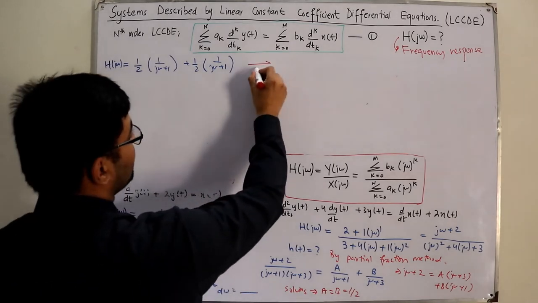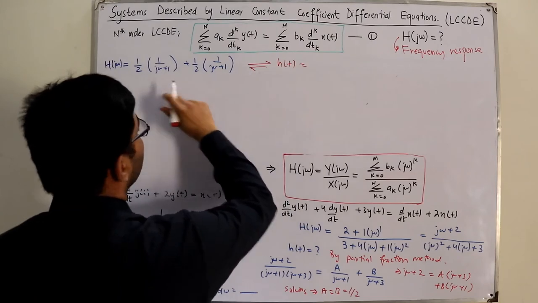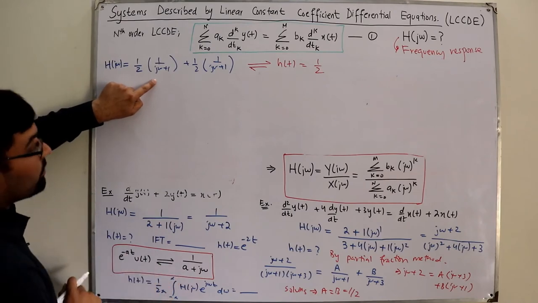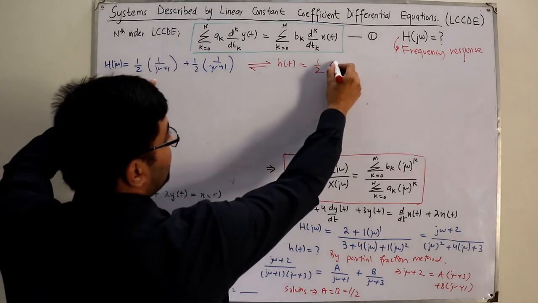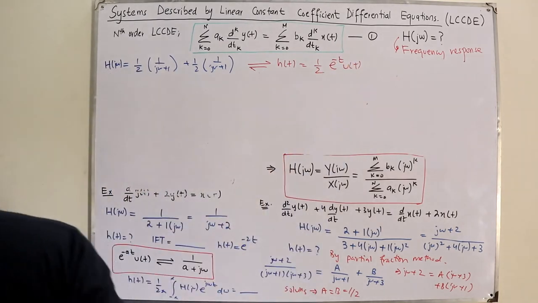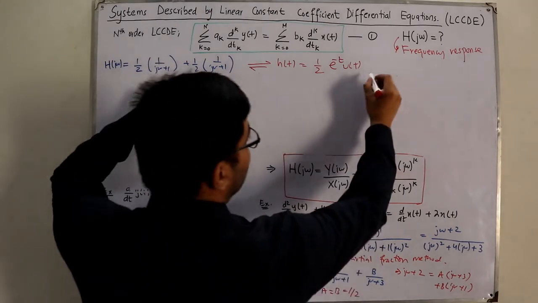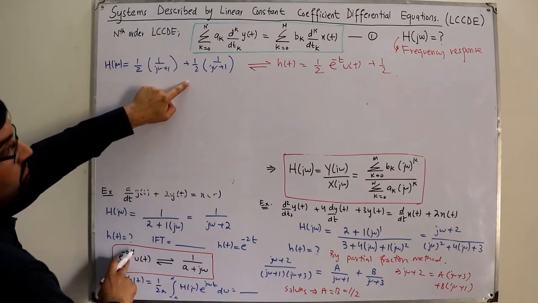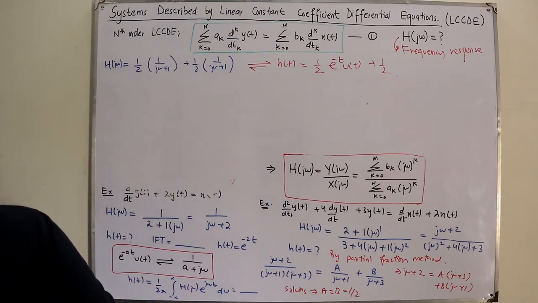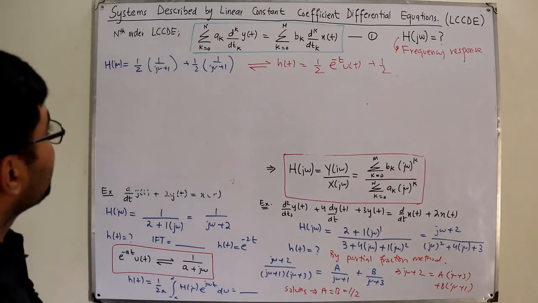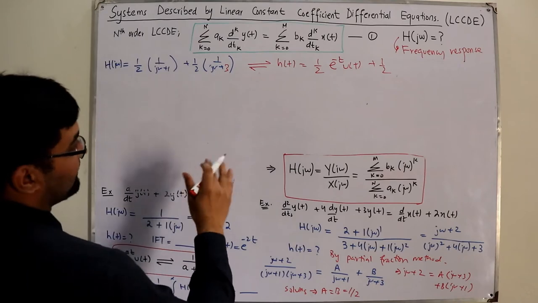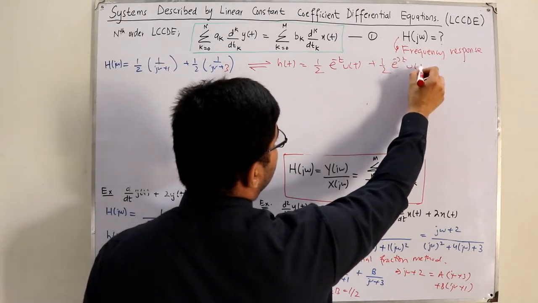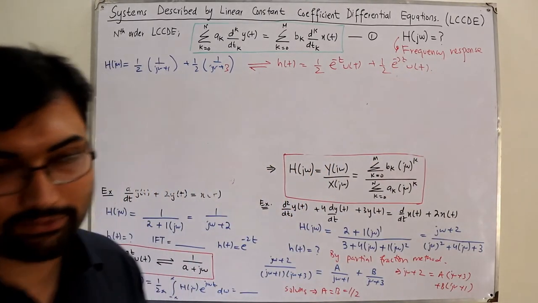So this implies that my corresponding h of t would be what? 1 upon 2 multiplied with exponential of negative t u of t. And isn't it like this? It is. And then you have plus 1 upon 2, and for this you have j omega plus 3 over here. Yes, so I made a mistake. So now for this plus 3, you have an exponential of negative 3t u of t, and this is my answer.